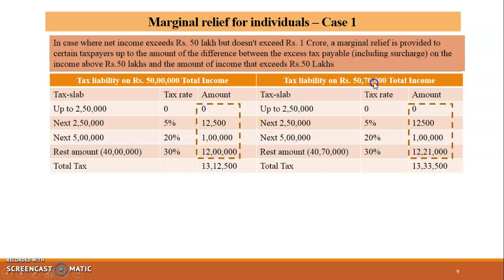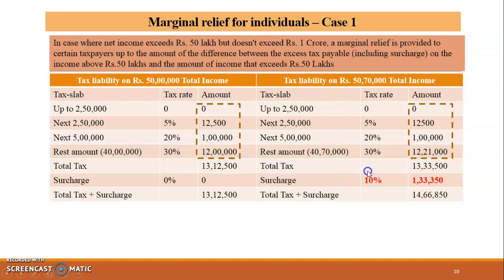In case of 50 lakh 70,000, up to 5 lakh and the next 5 lakhs, it is the same. And here the balancing amount is 40,70,000, because you have already charged the tax on the 10 lakh rupees. So the remaining is 50,70,000 minus 10 lakh, so it is 40,70,000 at the rate of 30%. So this is the total tax before surcharge. Now, since in the earlier case the person is earning exactly 50 lakhs, there is no surcharge, but in this case the person has to pay surcharge at the rate of 10%. So this multiplied by 10% is 1,33,350.